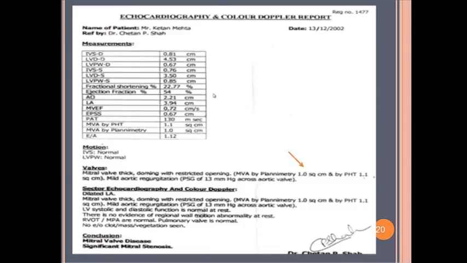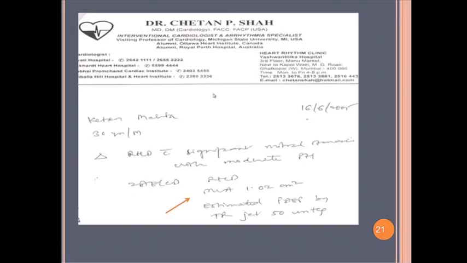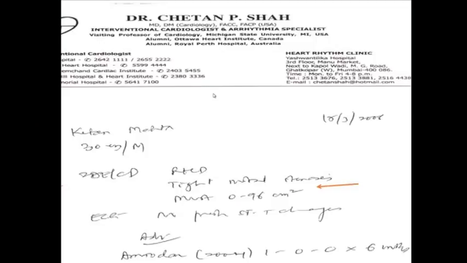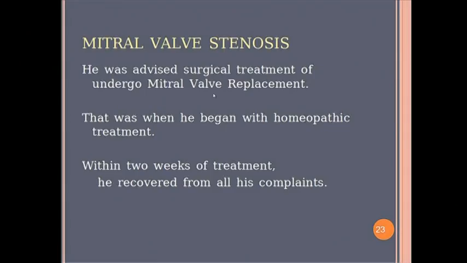In 2002, the mitral valve aperture shows 1 square centimeter. That's the arrow that's been shown. In 2005, it came to 1.02 square centimeter. In 2006, it came to 0.96 square centimeter. That's the mitral valve aperture which goes on reducing in the last 5 years, from 2002 to 2007. He was advised to go for a mitral valve replacement.